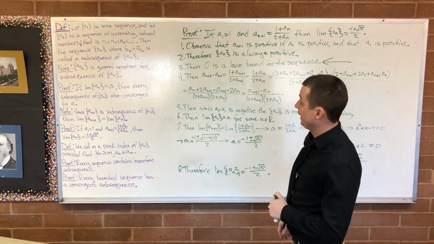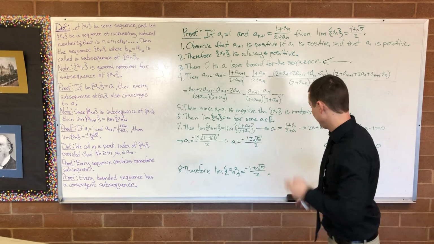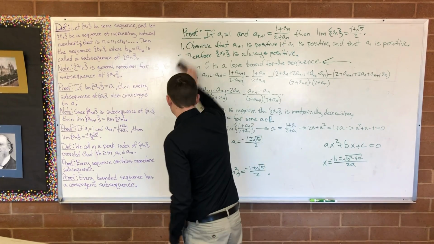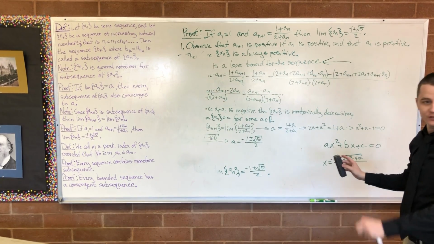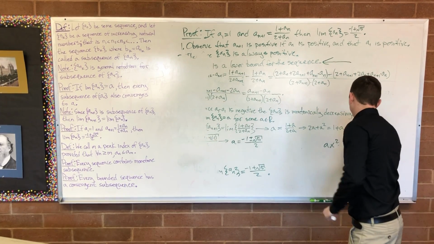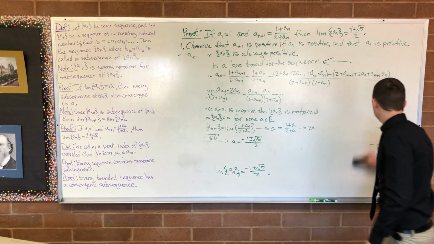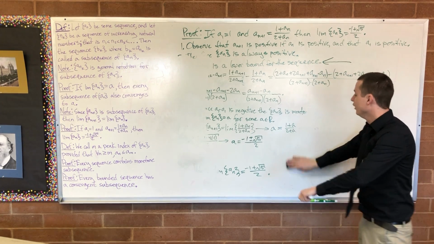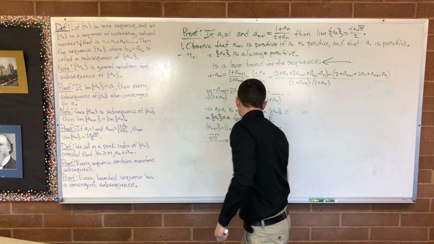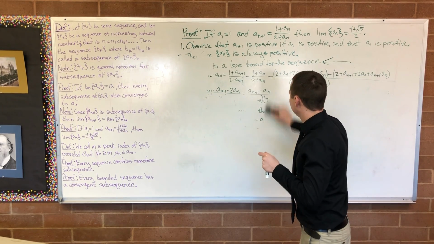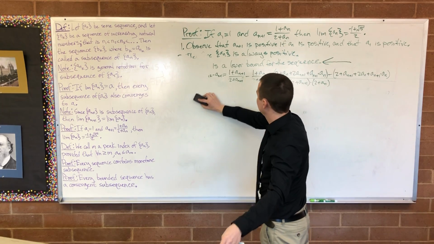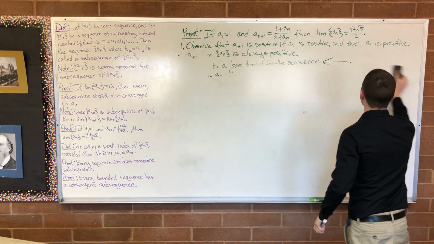Okay, so that was that proof. Now, we'll move on to our next step. Sorry, you didn't have any more questions, did you? Okay, so now we'll move on to our definition of a peak index. A peak index in a sequence is an index from which the sequence only gets smaller from there on out.